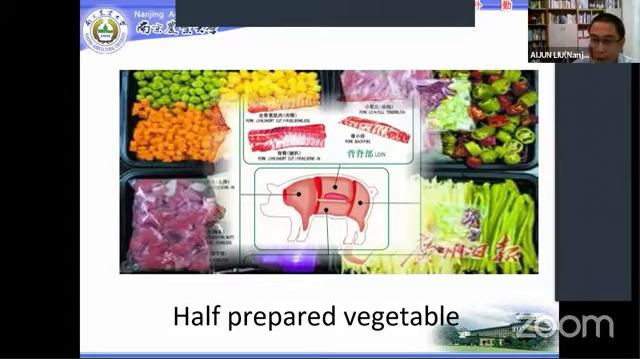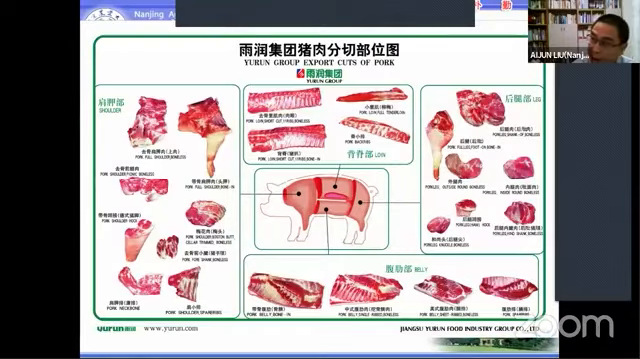Why? In China, many people are arguing. Farmers say that if I raise a pig, I get very limited income. But the consumer says, why is the price of pork so expensive? Why? Because the retailer, the supermarket, takes more of the profit. Why? Because the supermarket knows what the consumer needs. Nowadays, people have a fast lifestyle, so they prefer to buy convenience.